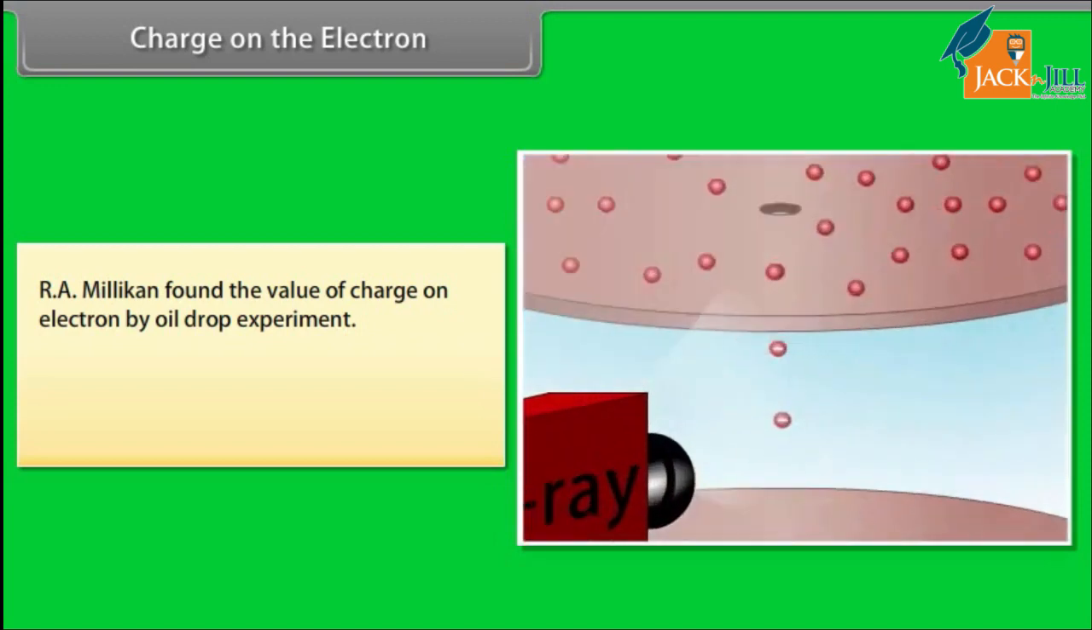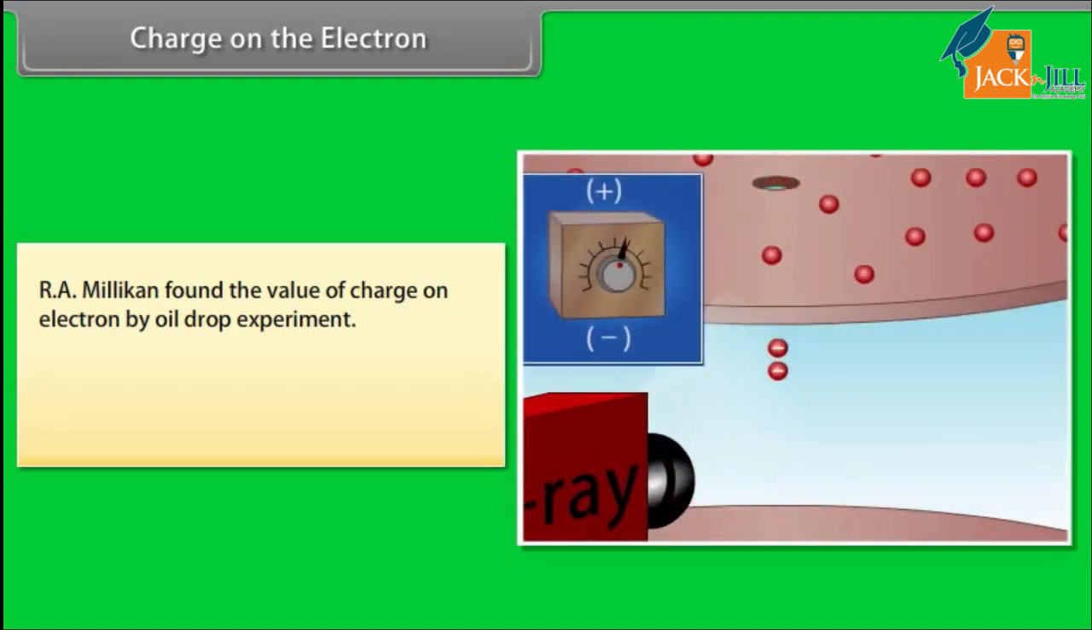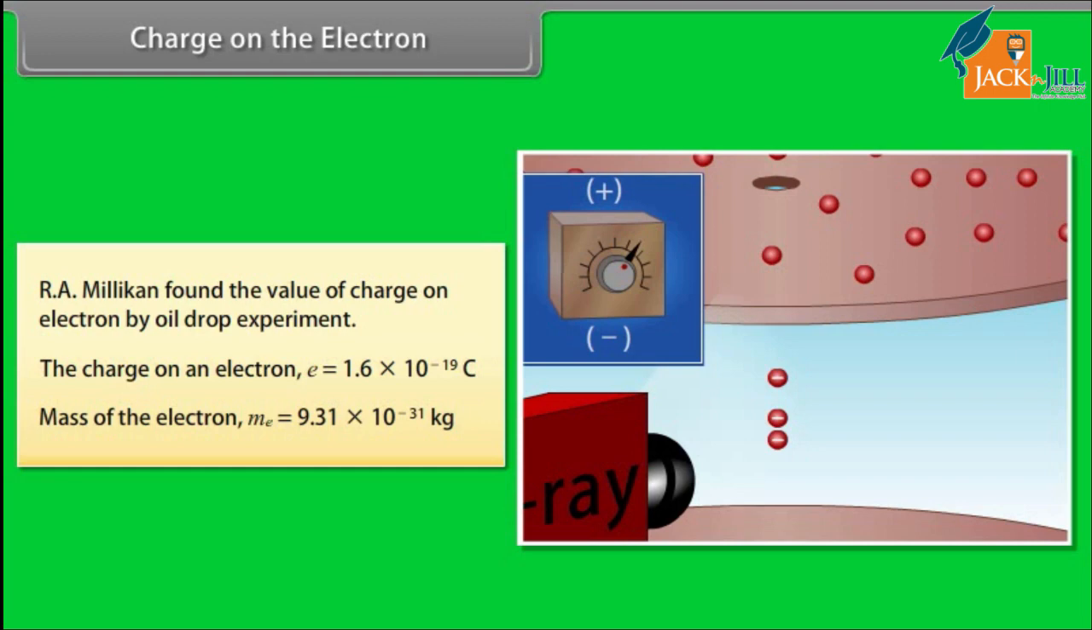The space between the charged plates is irradiated with X-rays. The X-rays ionize the molecules of air. One or more electrons thus produced may be absorbed by an oil droplet. Thus, the charge on an electron, e, is equal to 1.6 × 10^-19 coulomb. Mass of the electron, me, is equal to 9.31 × 10^-31 kilogram.